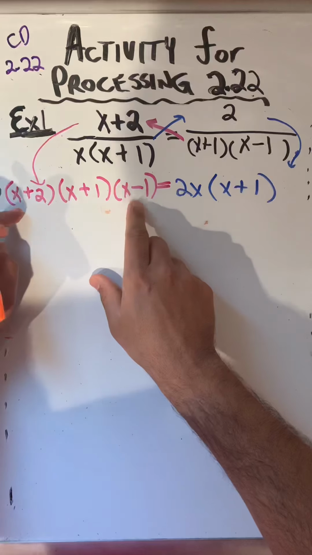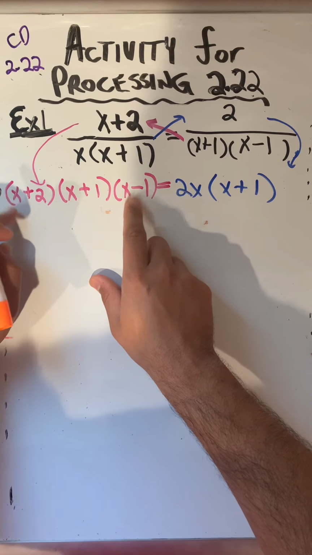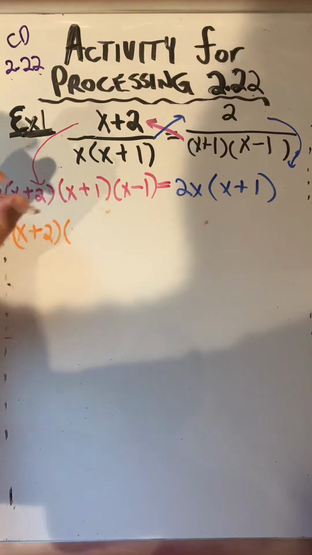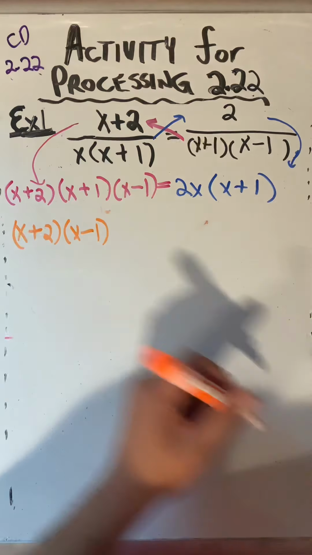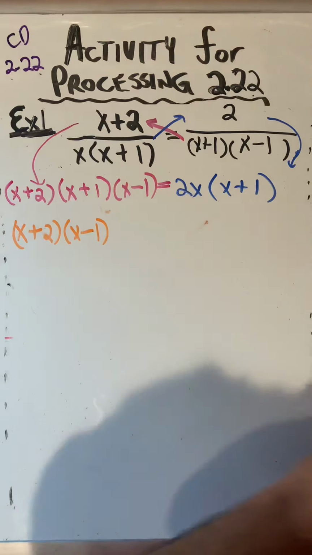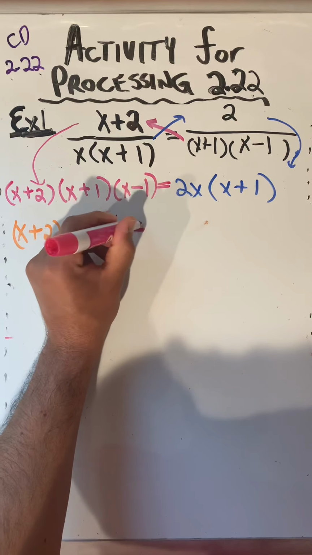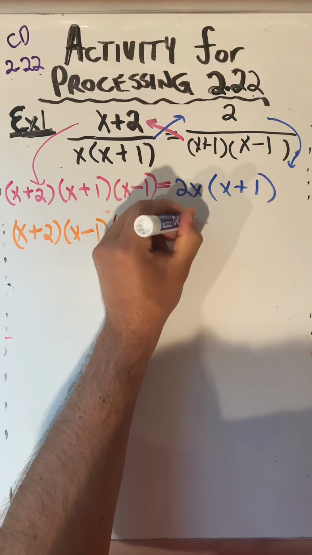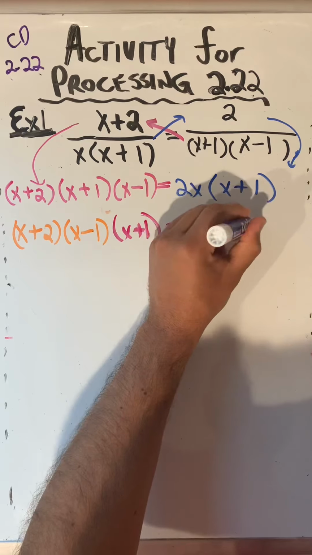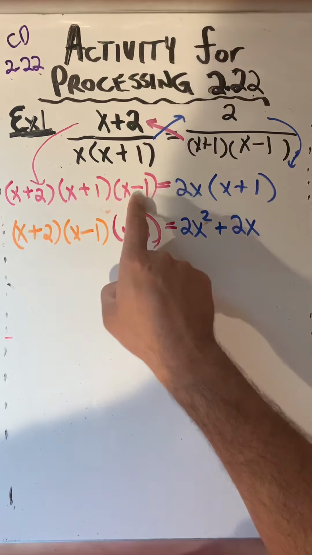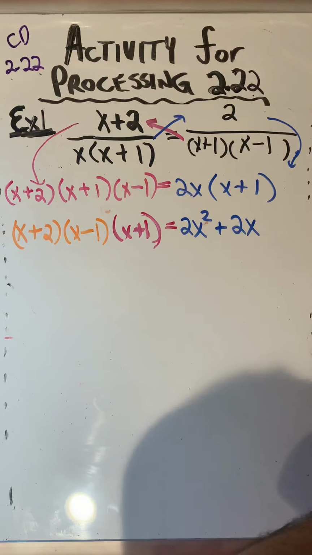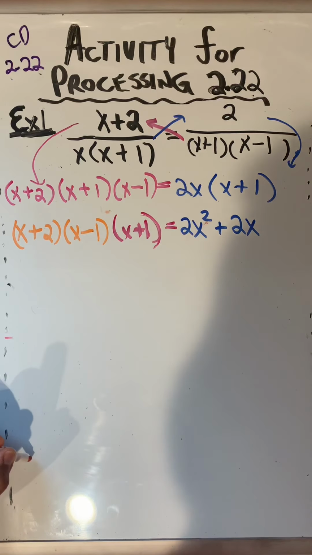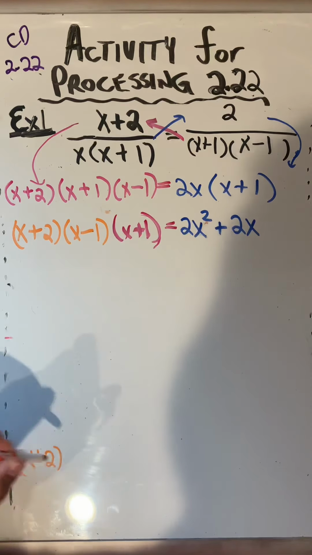So I'm actually going to conduct some cross multiplication, some multiplication between x plus 2 and x minus 1. So I'm going to put them next to each other in orange. I'm going to write the x plus 1 over here. Okay, so now I have these two values, x plus 2 and x minus 1, written next to each other. Now I'm going to conduct some FOIL: first, outside, inside, and last. Some of you may recall that as the box method. So x plus 2 times x minus 1.